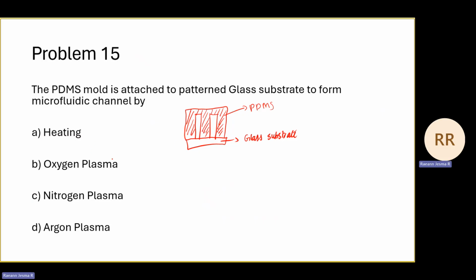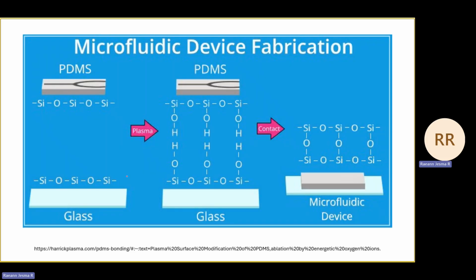The options are A, heating, B, oxygen plasma, C, nitrogen plasma, and D, argon plasma. Okay, so the correct answer is option B, oxygen plasma. These are the steps in microfluidic device fabrication. At the top we have PDMS where we have formed a microfluidic channel, and at the bottom we have glass. The surface of PDMS will have SiO bonds, and the surface of glass will also have SiO bonds, because it is silicon dioxide, SiO2.